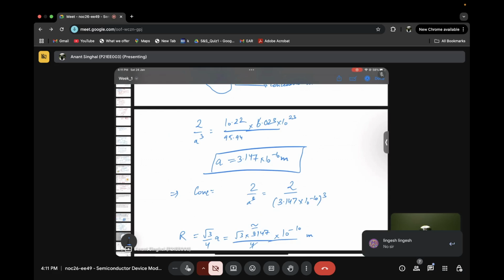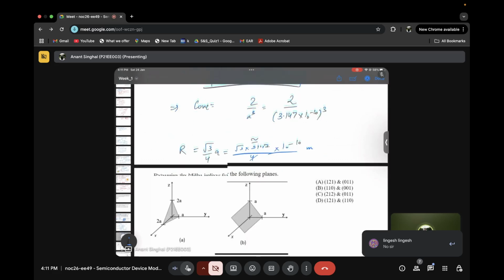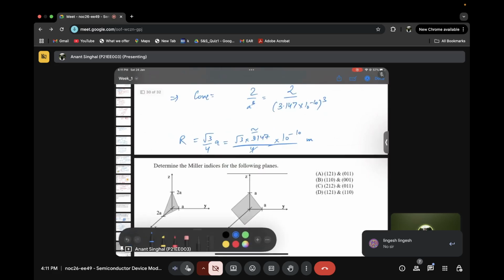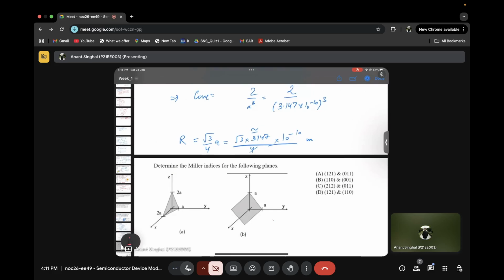Okay, so let's move ahead to the last topic of this particular week, which is nothing but Miller indices. Miller indices is actually just a way of representing any lattice or crystal structure that is periodic in nature. It says, determine the Miller indices for the following planes.